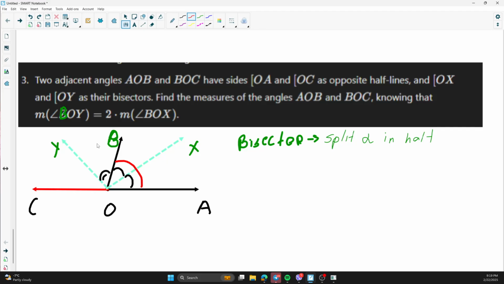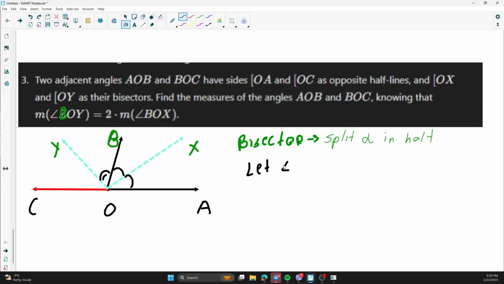So to find it out, I think this is how you do it. We have to use the equation where it's like BOY plus BOX equals 180 or something. You're kind of on the right track. So BOY is 2 of BOX, right? Yeah. Let's denote BOX as x, okay?